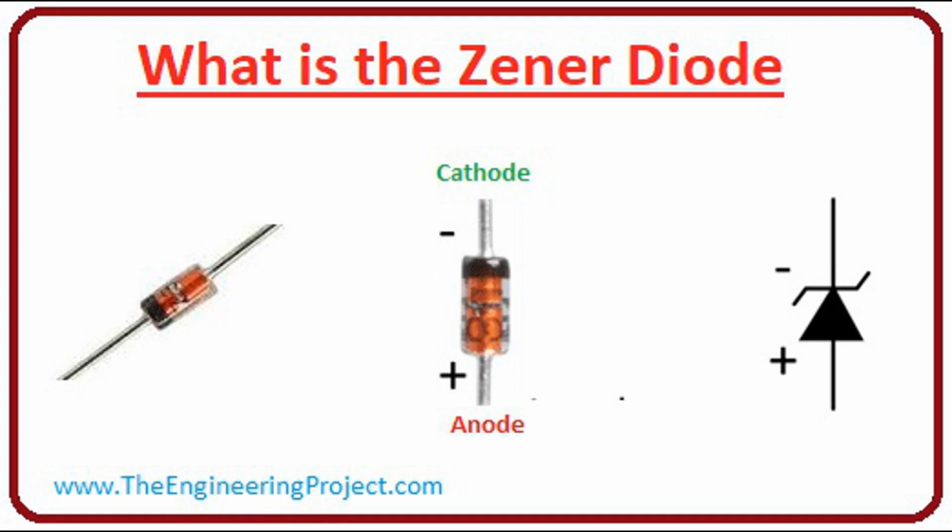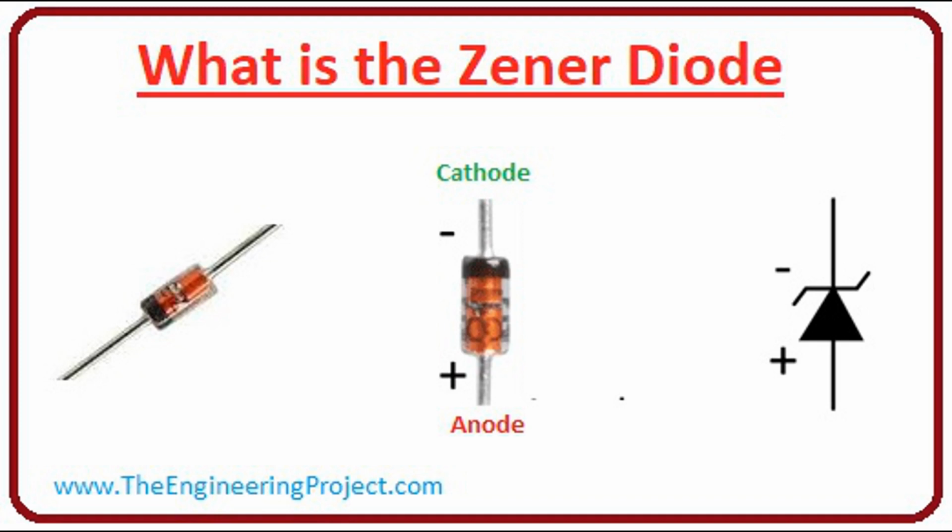Diodes are widely used in various electronic circuits for rectification, signal demodulation, voltage regulation, and protection purposes. There are several types of diodes, each with its specific characteristics and applications. Some of the common types of diodes include Zener diode.